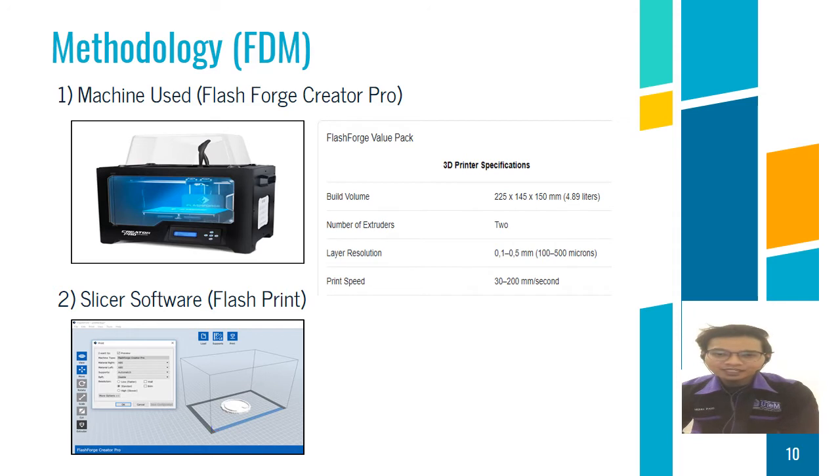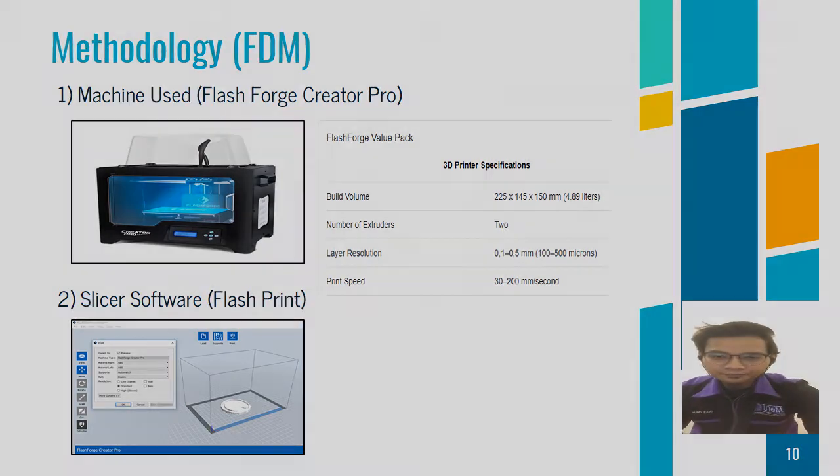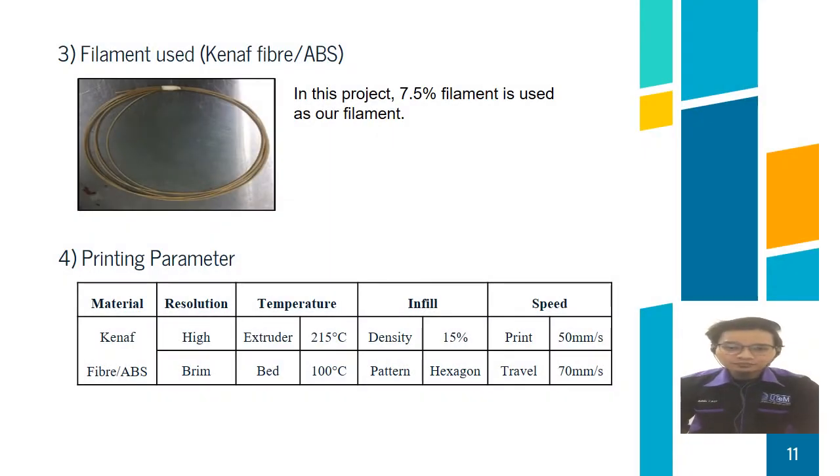In this software, we can set the product in terms of its size, its orientation, and we can choose the extruder we want to use, the temperature, the resolution and other parameters that we can find in this software. We can set it based on our need. Okay, next, for the filament used, we use 7.5% kenaf fiber and ABS. And for the printing parameters, these are the parameters that we use to print our product.